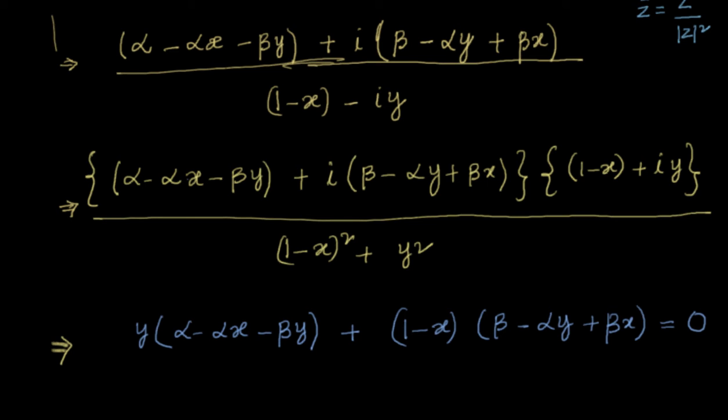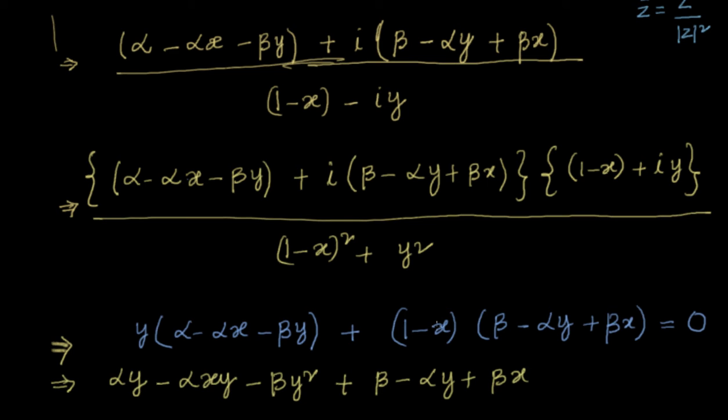Next step, we'll try to open the brackets, and I have alpha y minus alpha xy, then I have minus beta y square plus 1 minus x into, so I can multiply with 1 and write it as it is, beta minus alpha y plus beta x. After that, I have to multiply with minus x the whole term, second term. So it will be nothing but minus beta x. Then I have plus alpha xy. Then only one term is left out, that's nothing but minus beta x square. This is equal to 0.